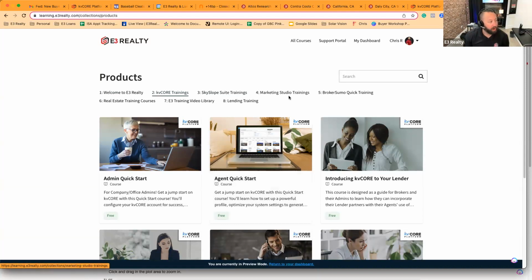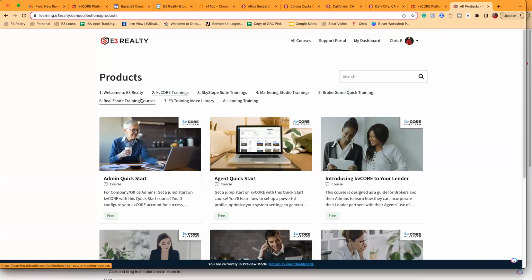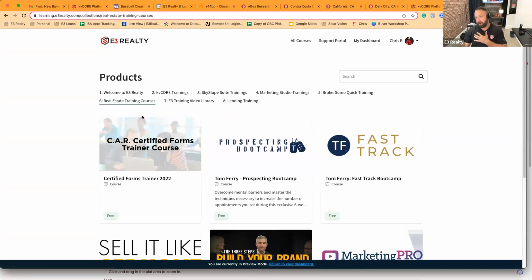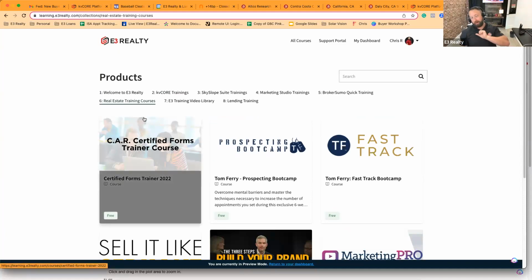SkySlope training's in here, Market Studio training. So if you want to get our design studio and print flyers or door knockers or business cards or for sale signs, whatever you want, you can get in there. But we also have real estate training courses. We're part of the Tom Ferry ecosystem, so we get all their training courses and we put them in here for you.